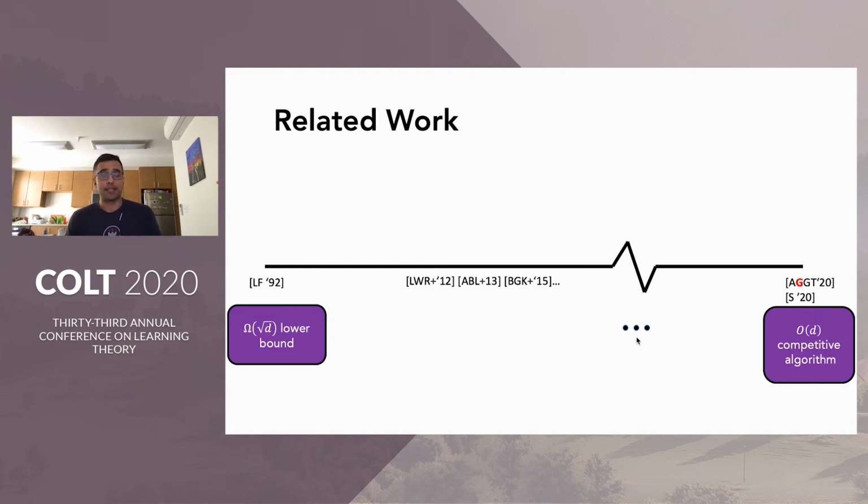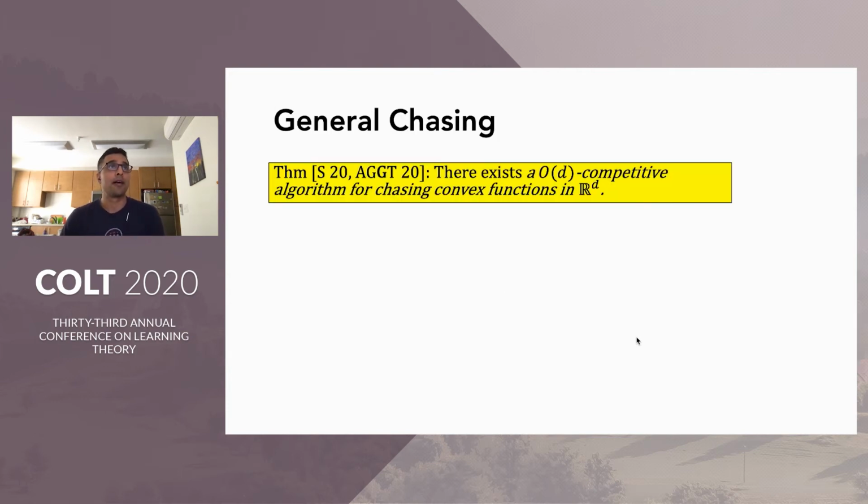The first is that this problem was introduced by Linial and Friedman in '92, and in their original paper itself, they gave an omega square root d lower bound. So if d is very large, this shows that you cannot hope to do better than square root d. And in last year's SODA, there was an order d competitive algorithm that was given. So this ratio is almost tight if d is small. However, when d is large, these bounds are quite pessimistic.